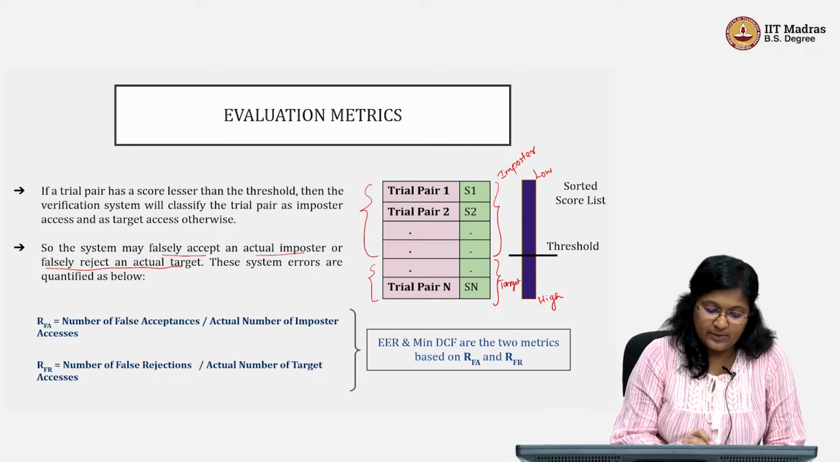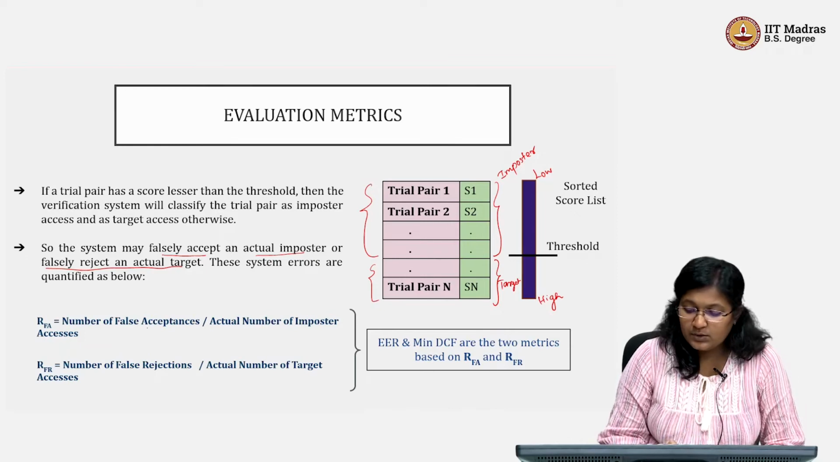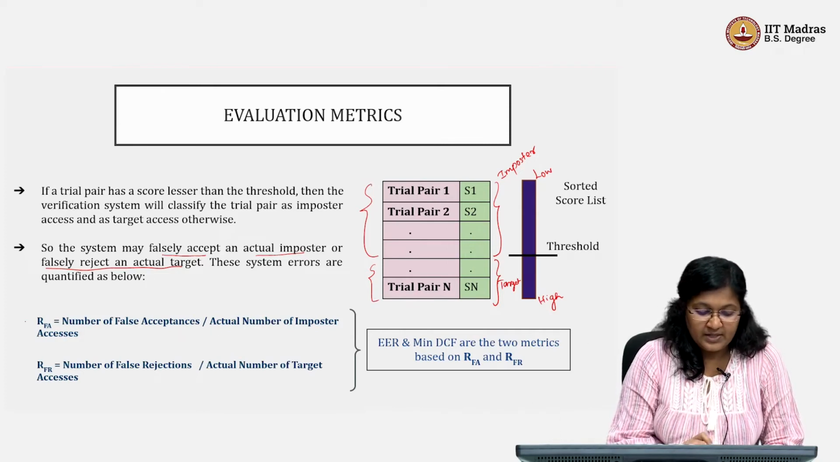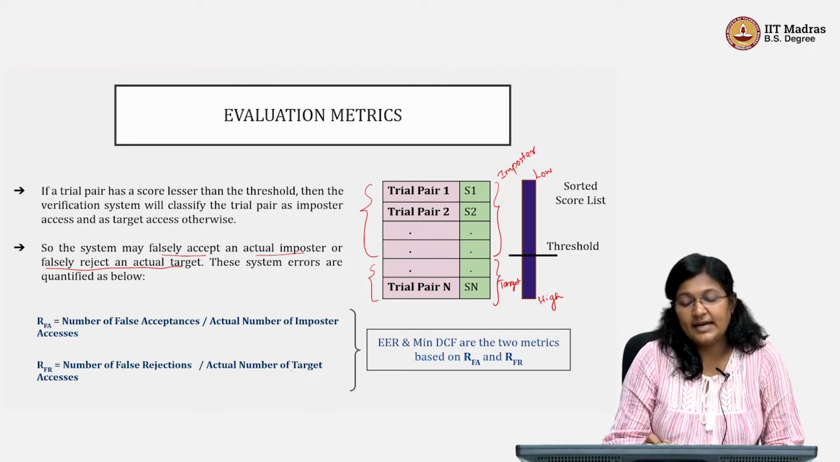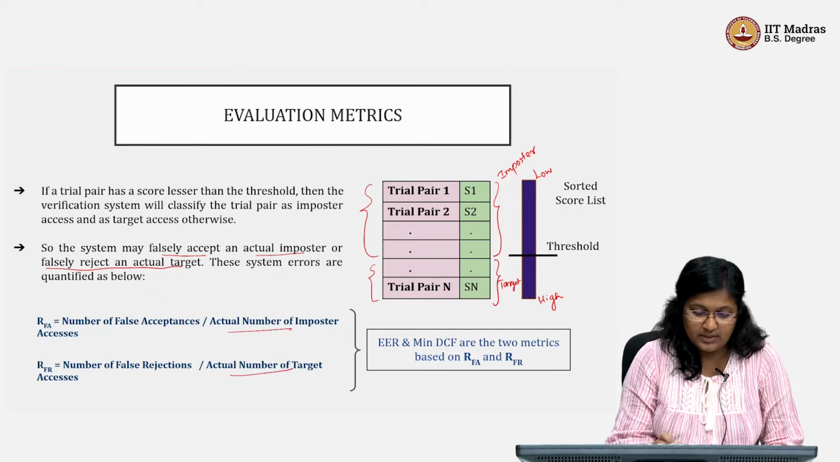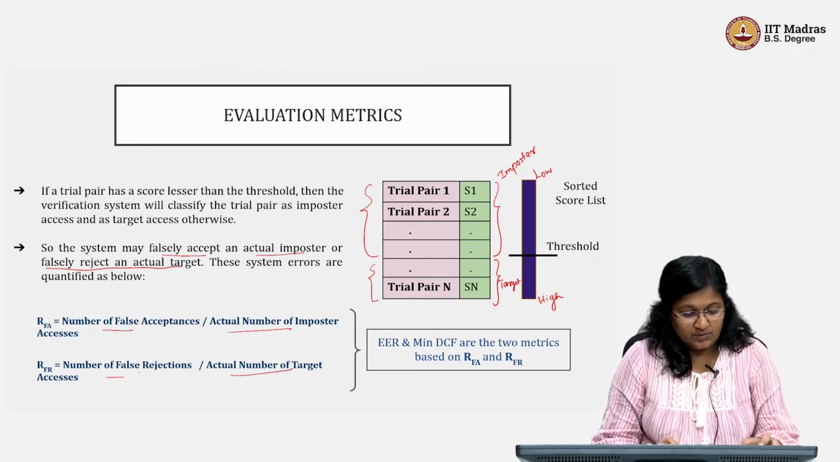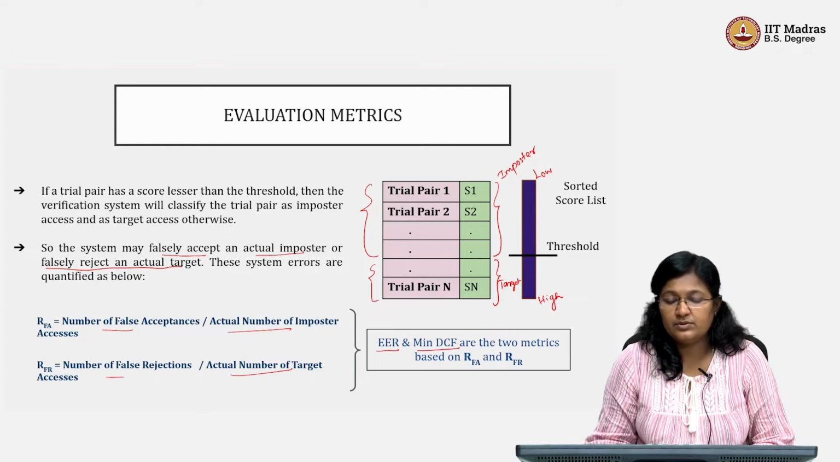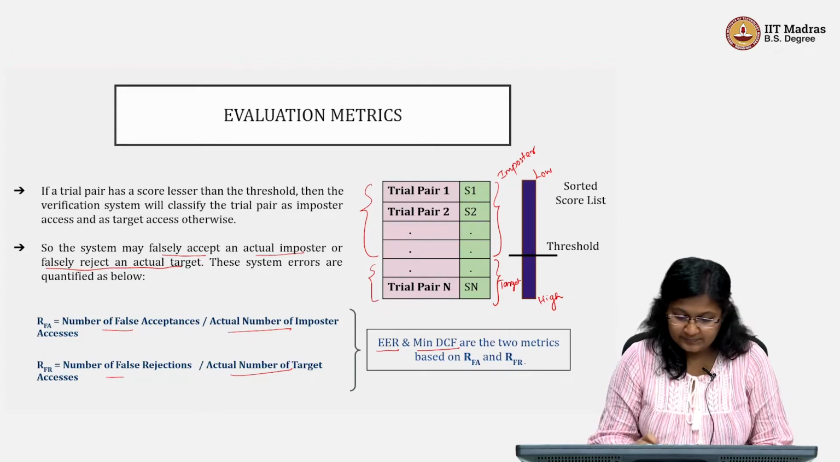And how are they quantified? They are quantified like this: the number of false acceptances, which happen in this region, divided by the actual number of imposter accesses. This is called RFA. And you have RFR, which is the number of false rejections, which usually happens in this region, divided by the actual number of target accesses. This is the ground truth, and these are the errors made by the model. So these two errors form the basis for the two different metrics that are used, which are EER and min DCF. These two metrics are based on these two error rates.